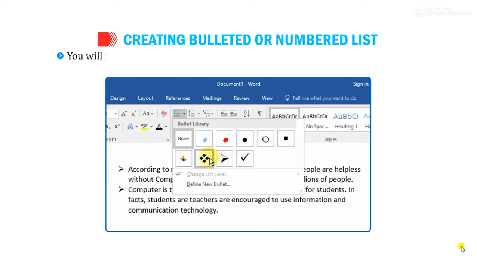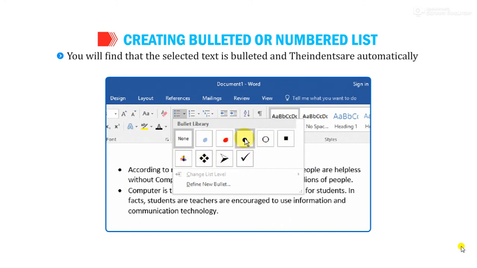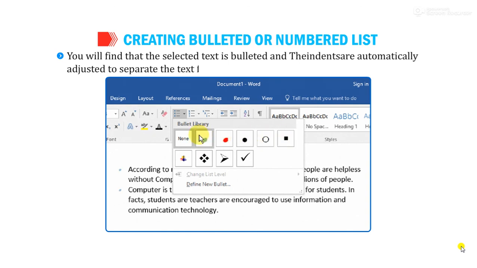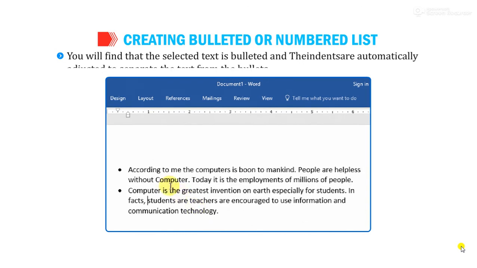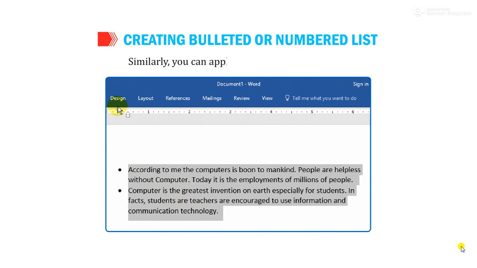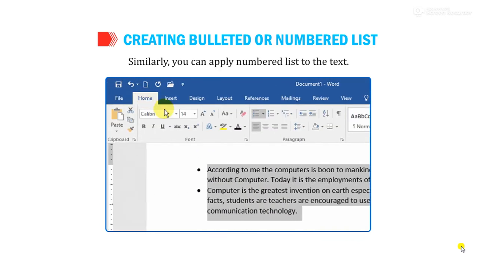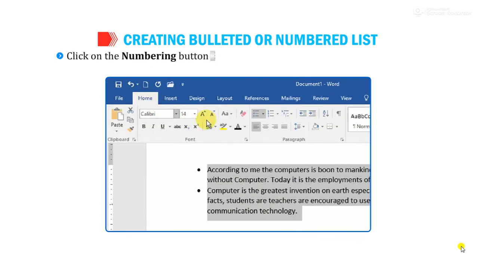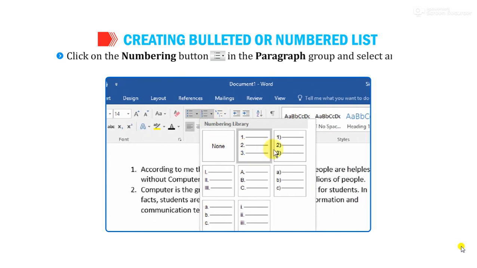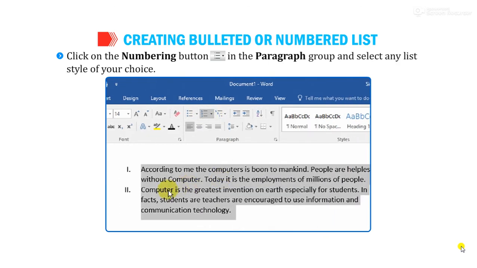You will find that the selected text is bulleted and the indents are automatically adjusted to separate the text from the bullets. Similarly, you can apply numbered list to the text. Click on the Numbering button in the Paragraph group and select any list style of your choice.